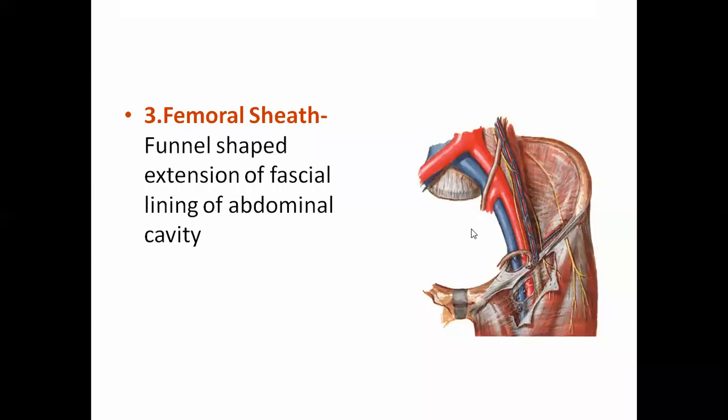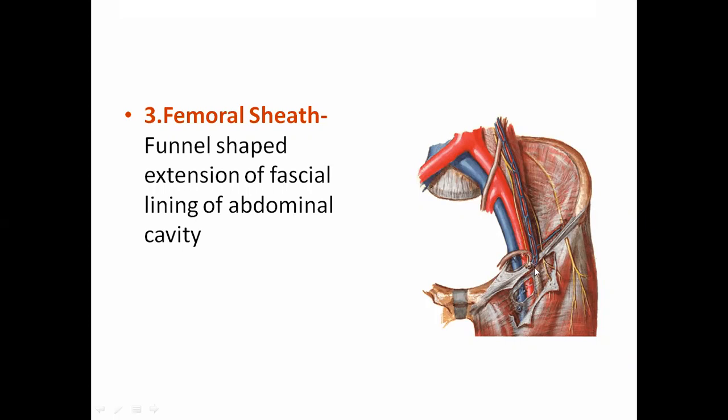Now the femoral sheath is also a content of the femoral triangle. The femoral sheath is a funnel-shaped extension of the fascial lining of the abdominal cavity. These structures which we mentioned are seen in the abdomen, and they pass into the thigh. When they do so, they take some part of the abdominal fascia, because it's a part of the abdomen and the pelvis. When it passes from the abdominal pelvis to the thigh region, this fascia in the abdomen will be taken by these structures when they reach the thigh.